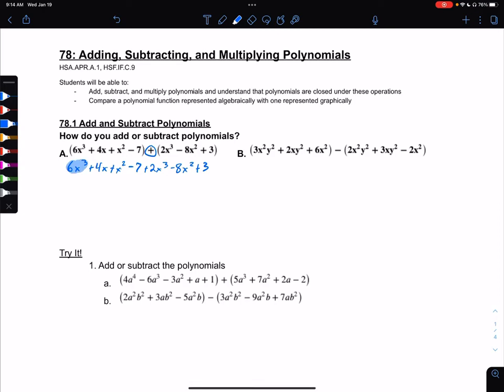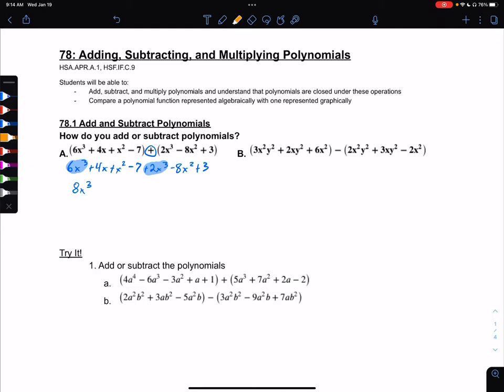So here I have 6x cubed. I want to look for any other terms that are x cubed. So here we have 2x cubed. By adding those, I'm only going to add the 6 plus 2. So I would get 8. And the x cubed remains the same. We don't change the exponents when we're adding or subtracting.